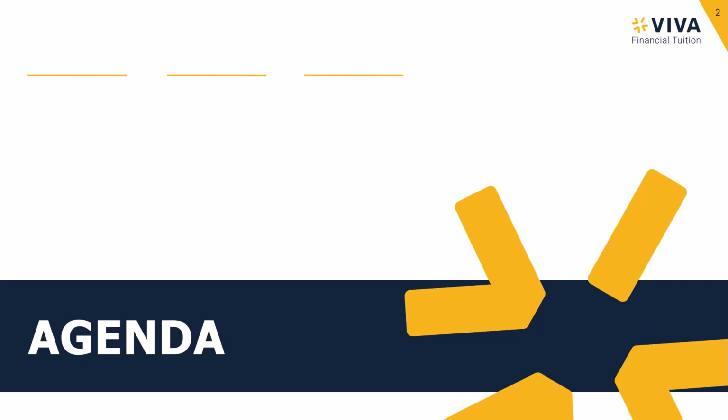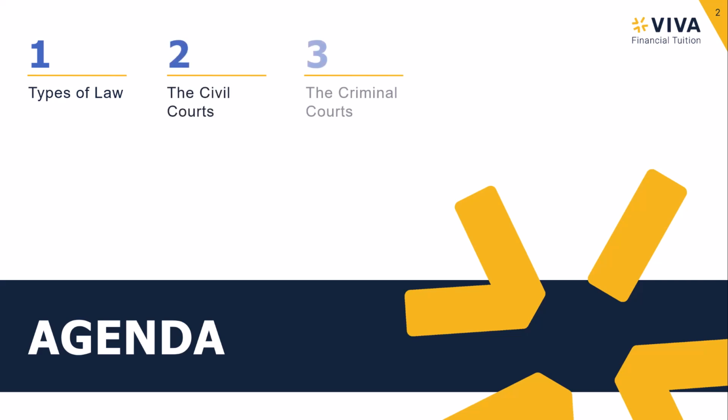So what we're going to cover in this first lecture, we're going to be talking about different types of law. We're going to be talking about the court system in England and Wales. So there's two different types of courts. We've got civil and criminal courts.